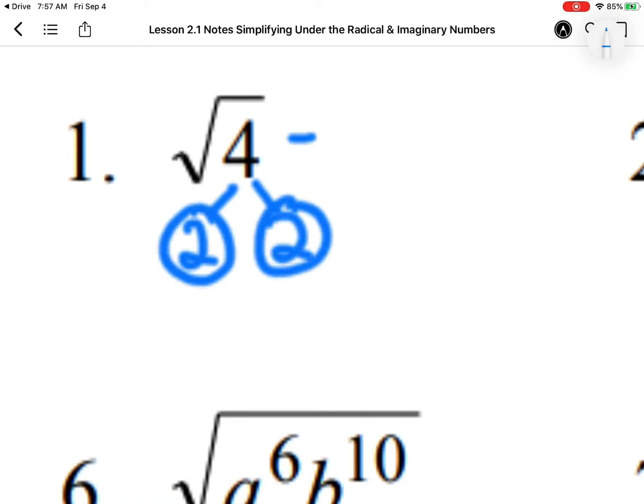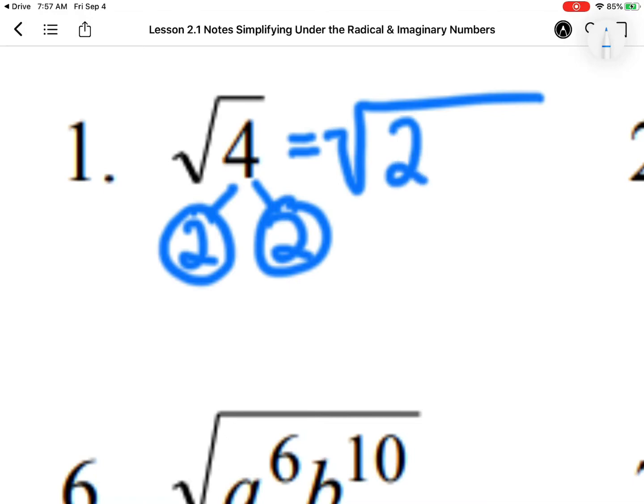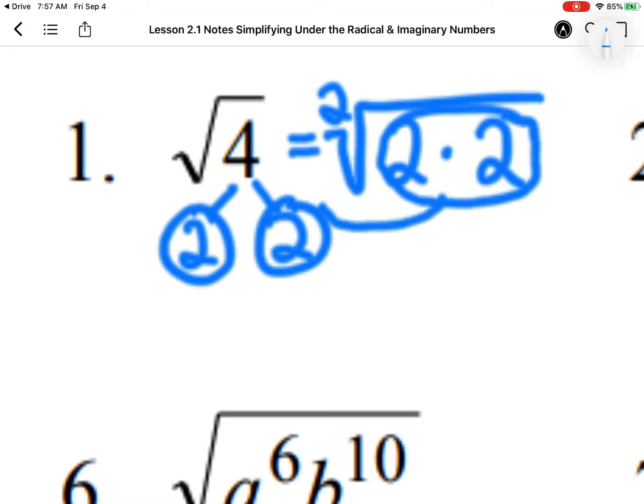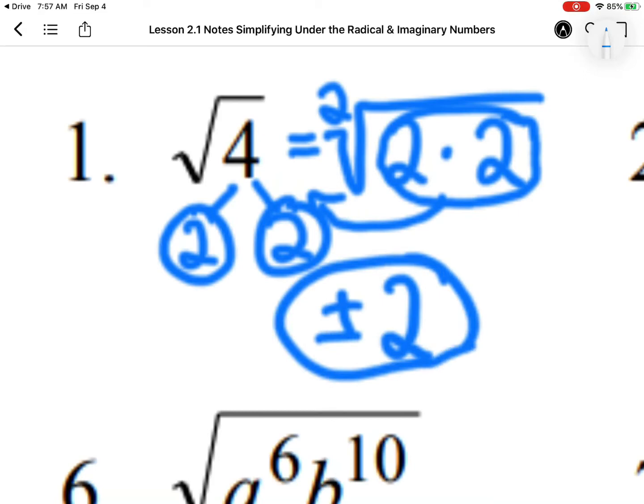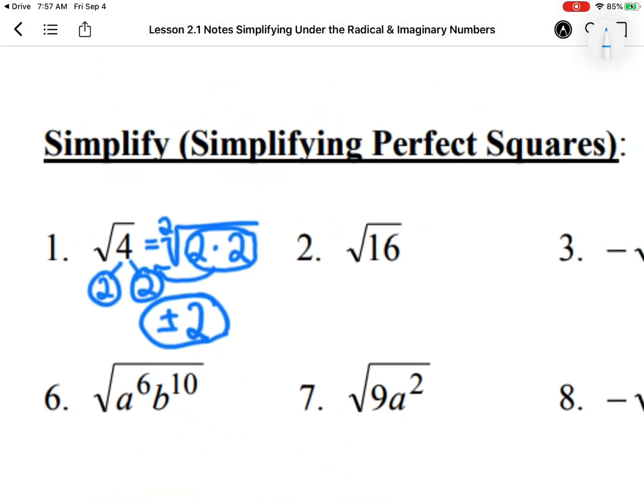So 4, we've got 2 times 2. Those are prime numbers. So we're going to have the square root of 2 times 2. Index is 2, so we're going to move a group of two 2's outside. There's nothing left in the radical once we move those 2 out. We have plus and minus.